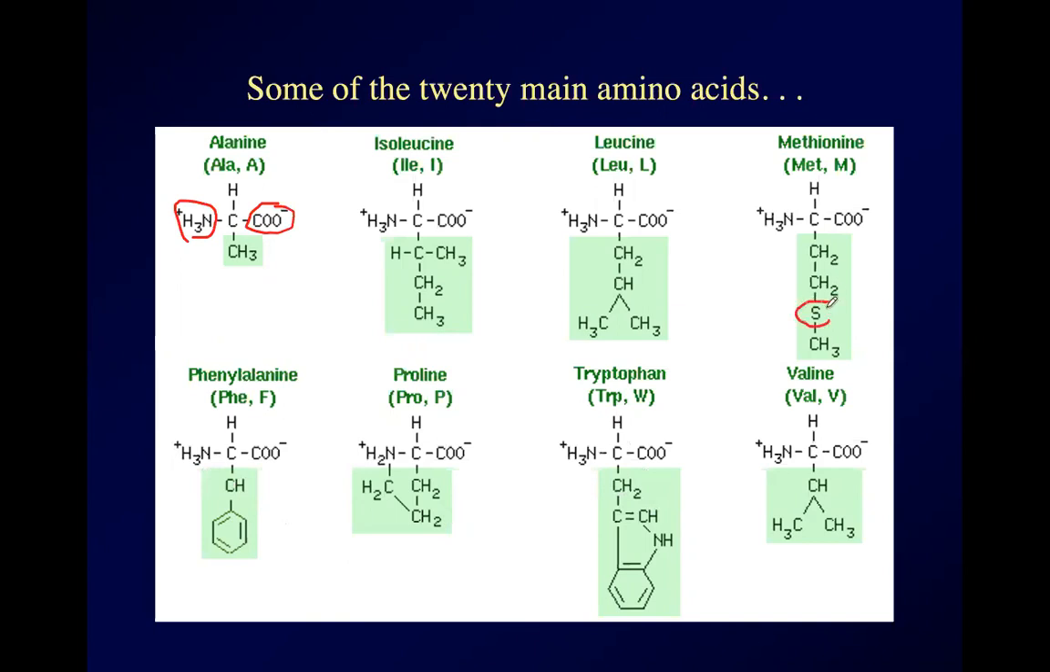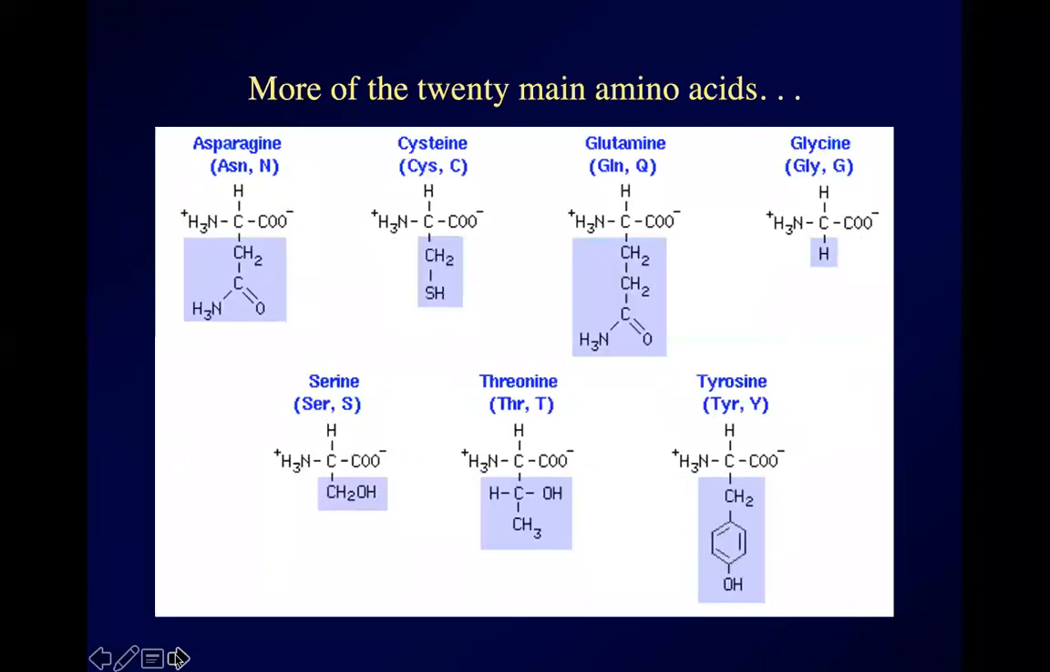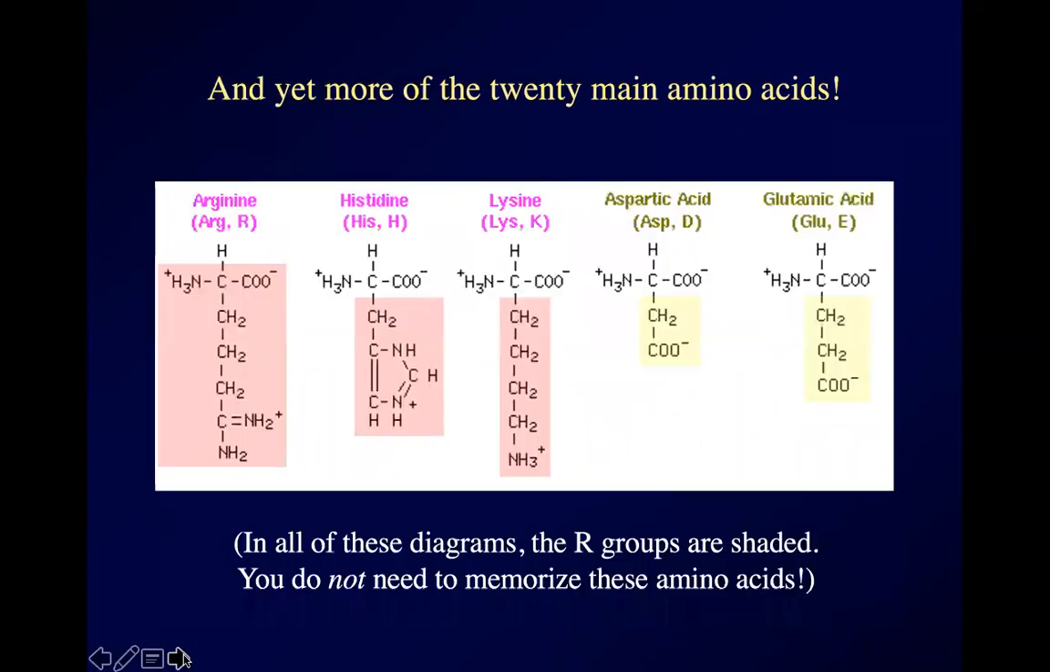Methionine's actually got a sulfur in it. That's the S in schnapps. You need sulfur for certain amino acids. There's some more, and there's yet more. And again, you do not need to memorize those, but the R group in all cases is the shaded part.